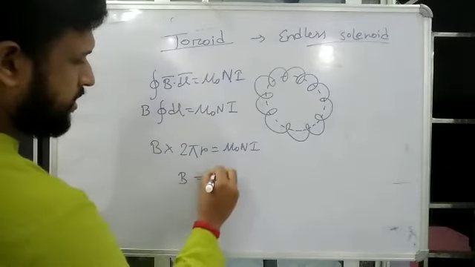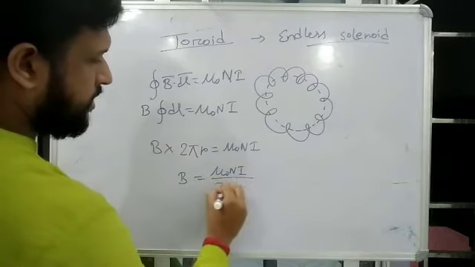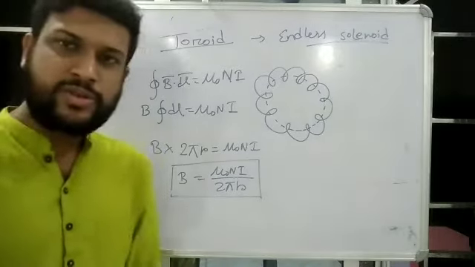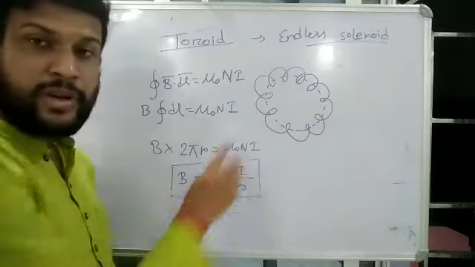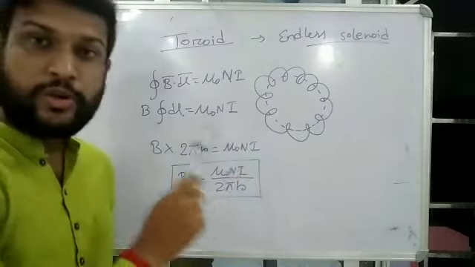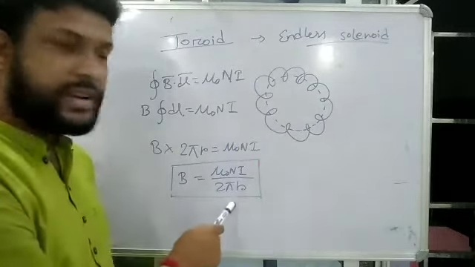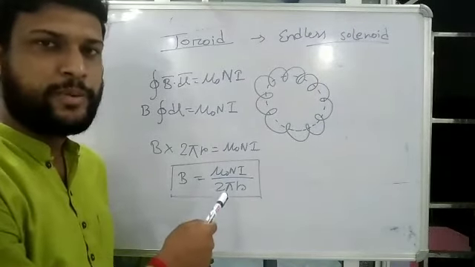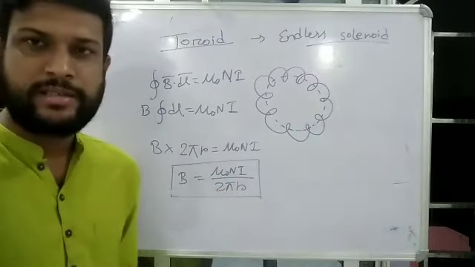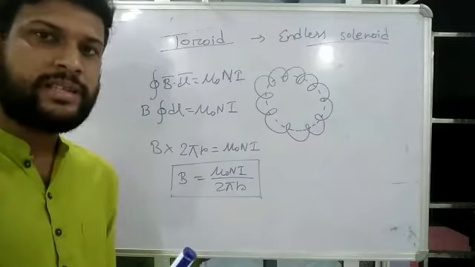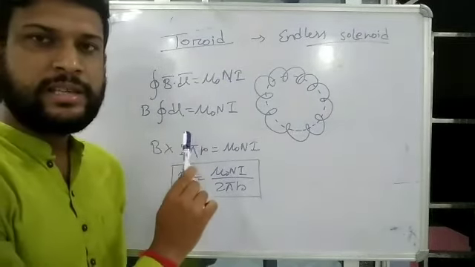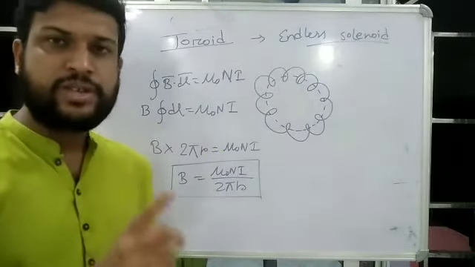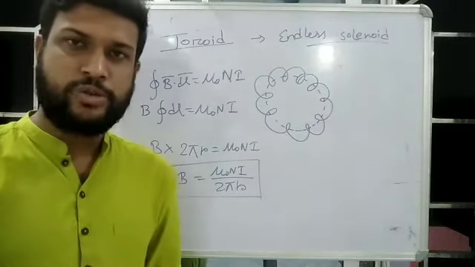So B will be mu 0 N I by 2 pi r. It is also the same formula. If you are asked what is the length of the toroid, the length of the toroid is the circumference. So again it is the length of the solenoid type of thing, here the length is actually the circumference. So the formula is nothing new, only the difference is in the way of derivation, because here the closed path is circular, but in the case of solenoid we need to take a rectangular closed path.